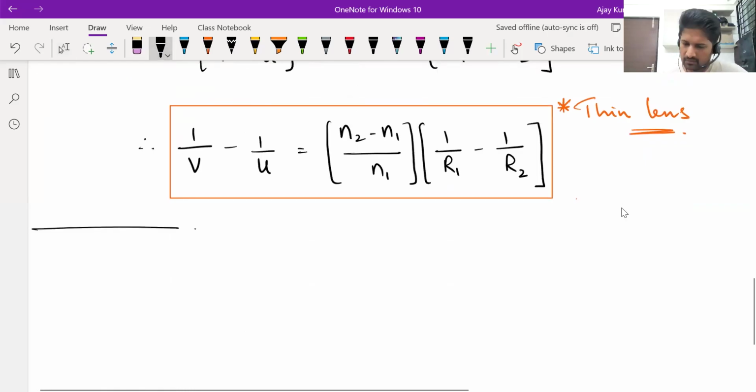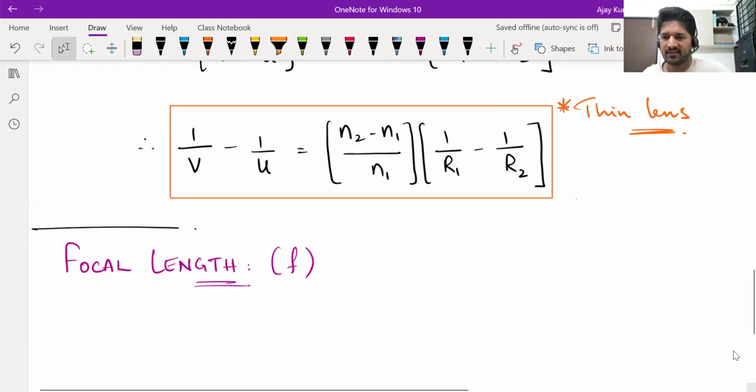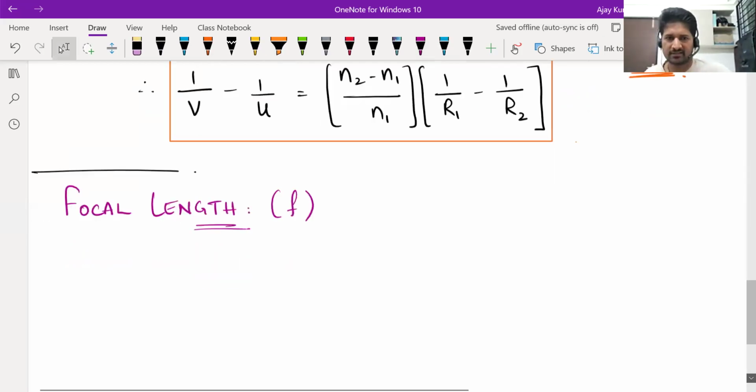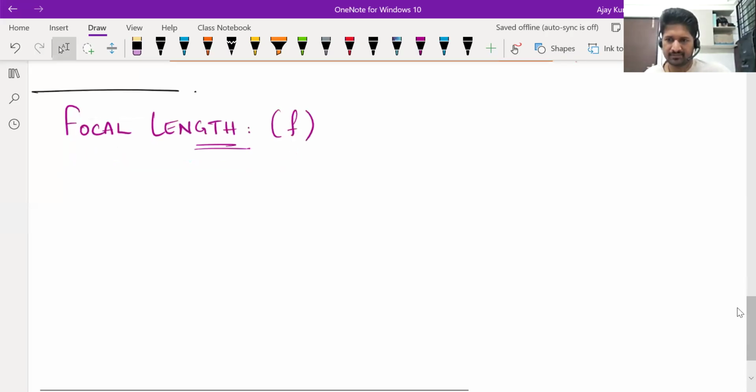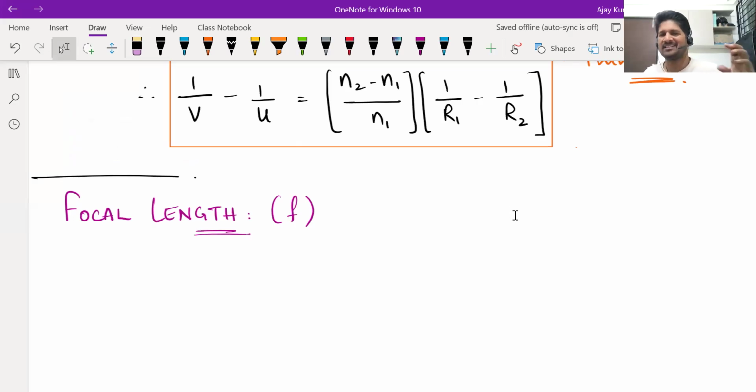Next, focal length of a lens. Rishi, how do we define focus? Where the parallel rays meet. How to generate those parallel rays? Where will they come from? No, no, no. Before refraction, they'll be parallel. After refraction, where they meet is called the focus.